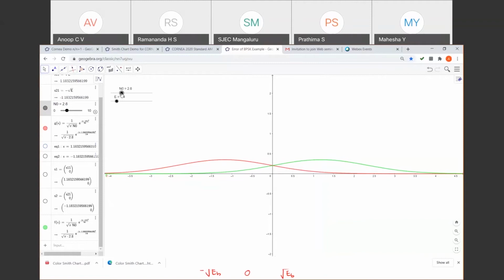And similarly, if I increase E, or energy per bit, you can see these Gaussian bells are moving further apart, which reduces the area which is overlapping, right? So it again reduces the error. So for these cases, we found the use of GeoGebra really effective, right? So I just wanted to discuss these things.